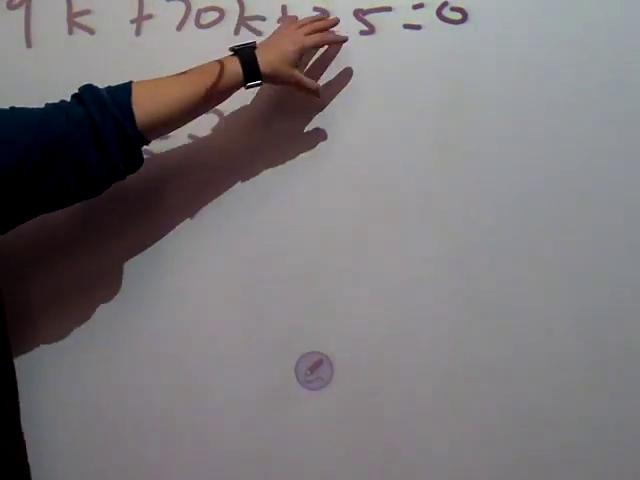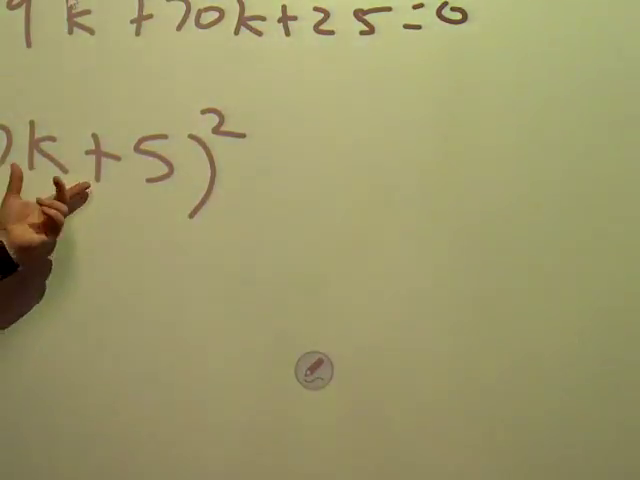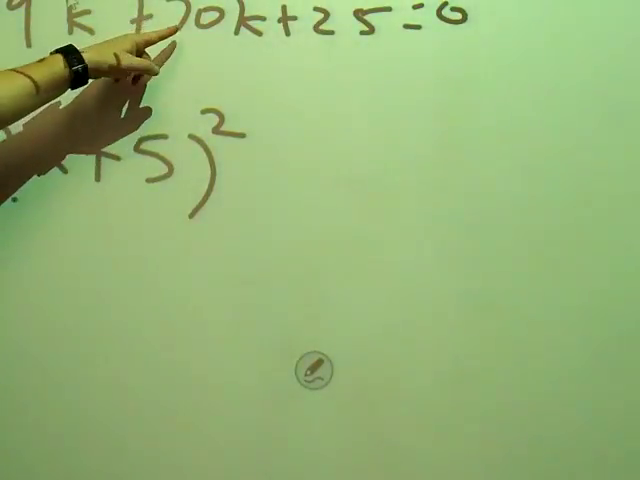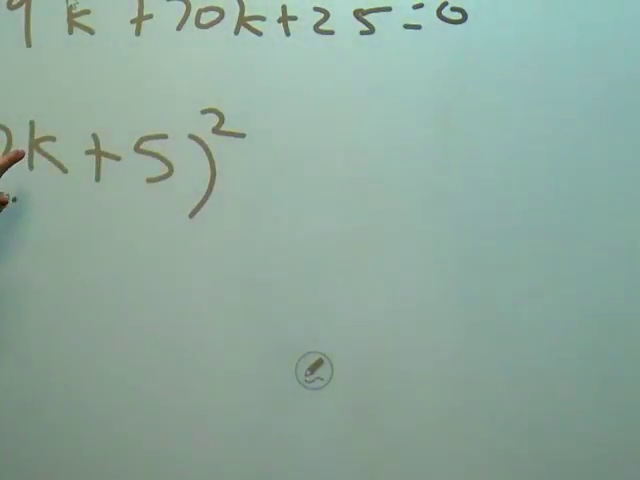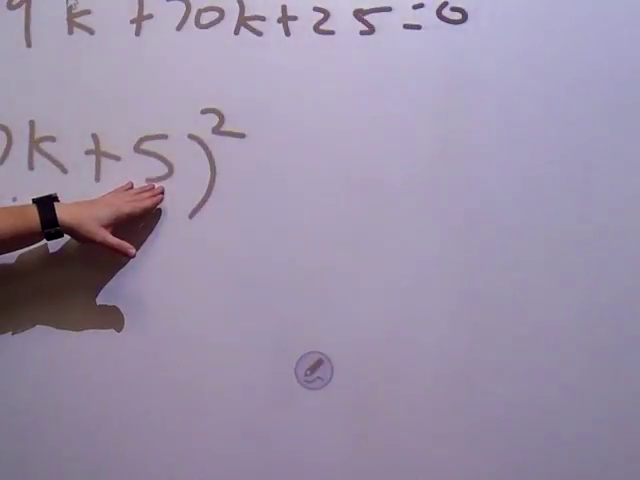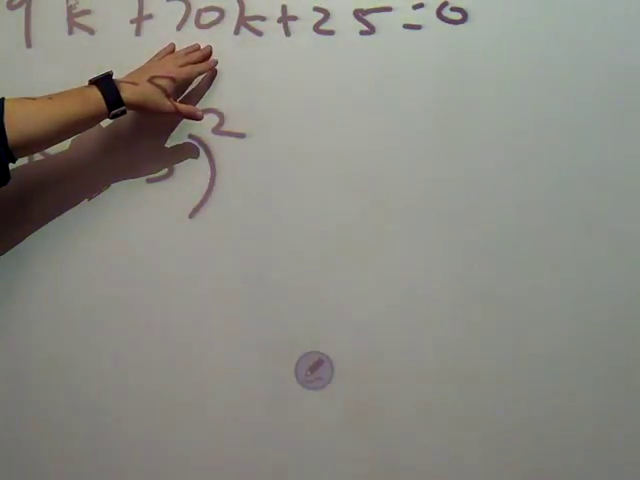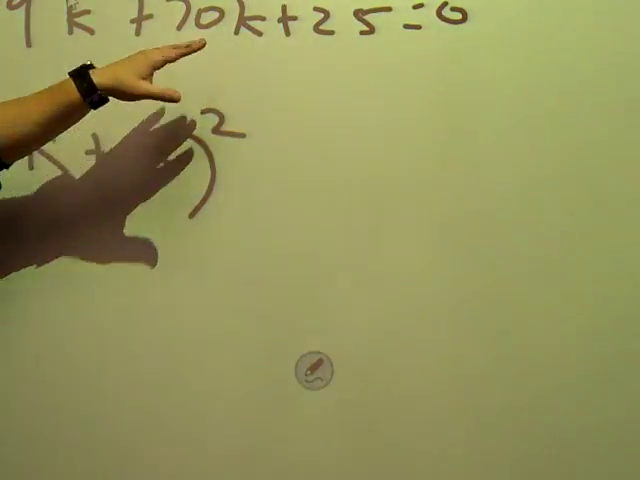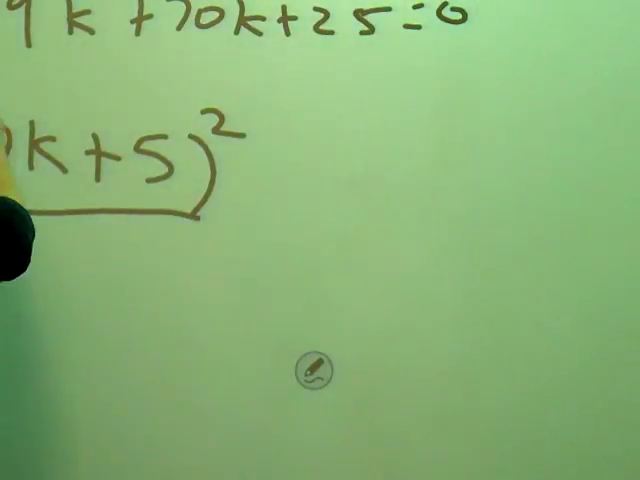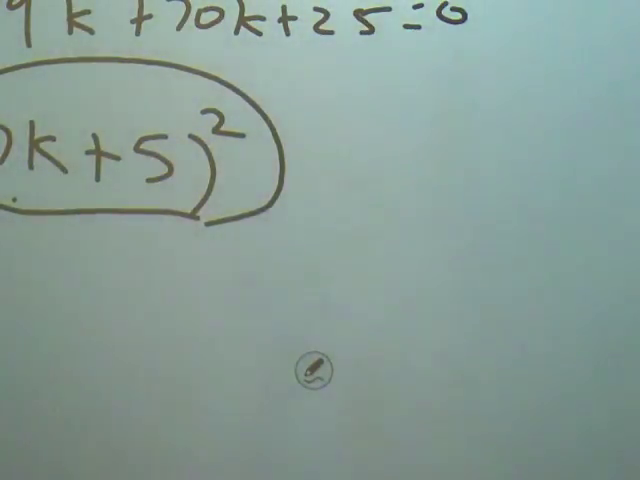Perfect square, perfect square. Then we have to multiply these, and it's got to be half of the B. So is 7k times 5 half of 70k? Yes, because it's 35, which is half of 70. So this is the correct factoring of that, which was A.